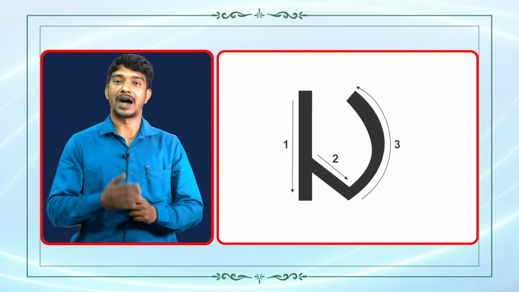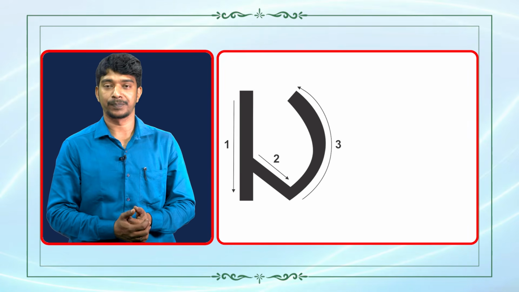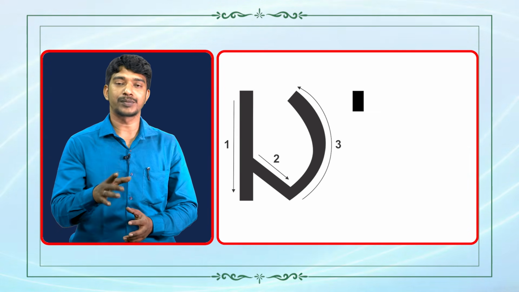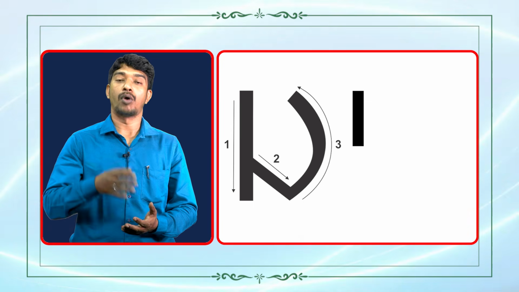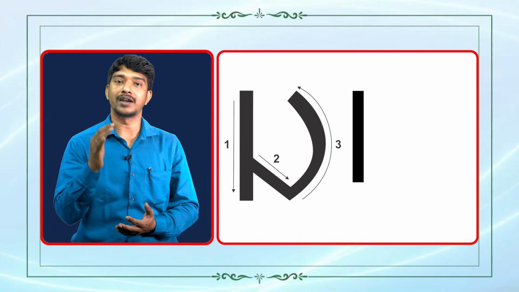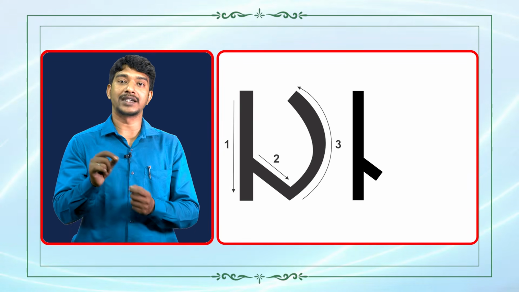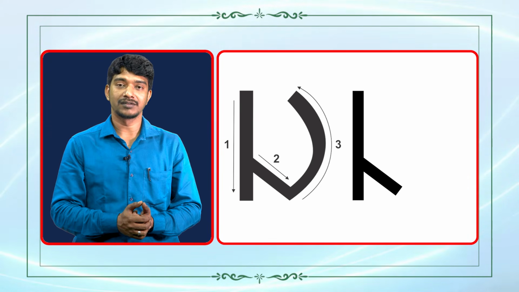To write I, in the first step, we will draw a vertical line descending from the top, followed by a small diagonal descending to the right from the lower part of the right side of the vertical line.